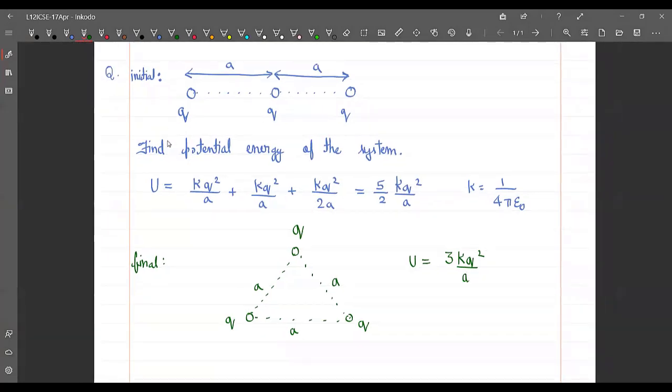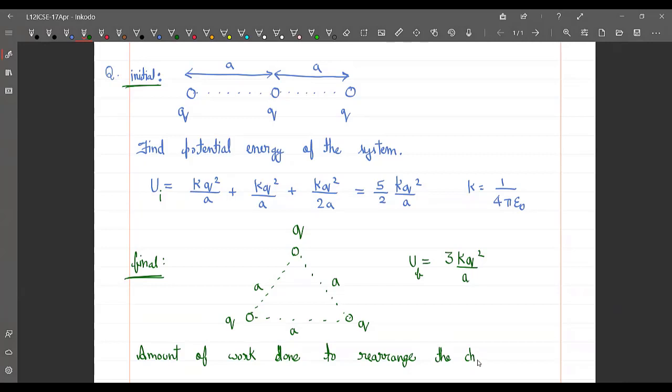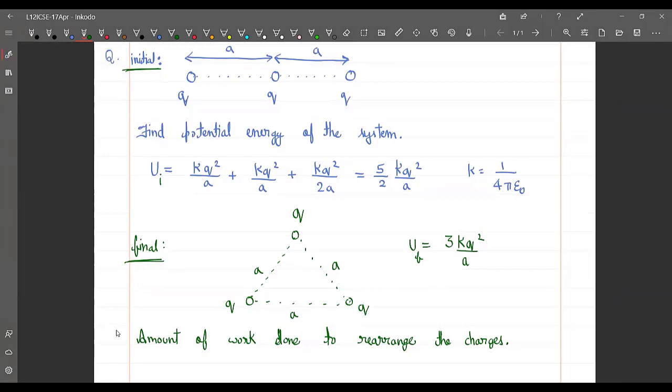Now, this was the initial potential energy, and this is the final potential energy. Suppose you want to rearrange the system from this initial state to this final state. Then find the amount of work done to rearrange the charges. Solve this part.